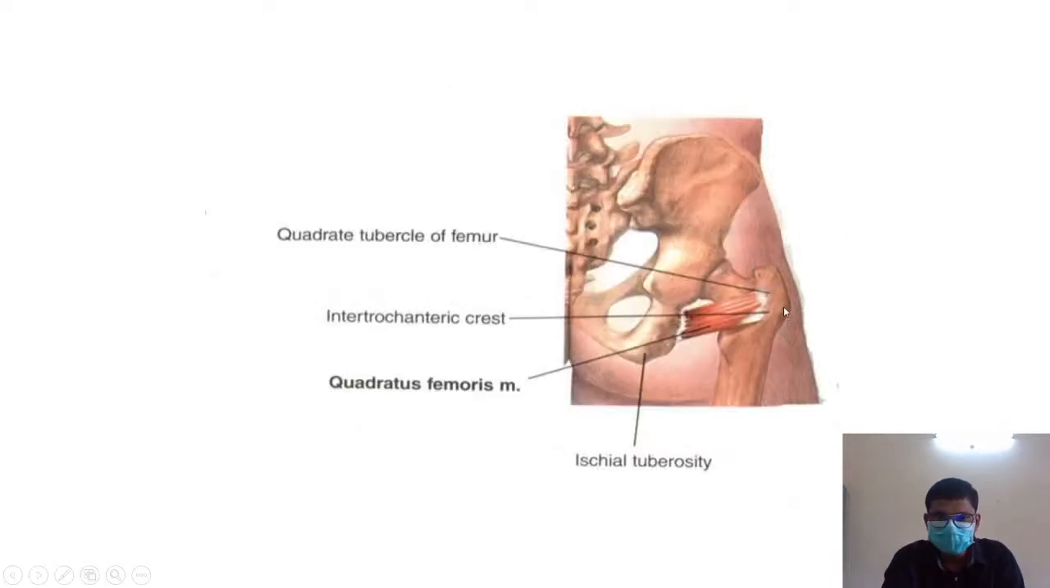This is the nerve to quadratus femoris. This is the origin of the quadratus femoris from the ischial tuberosity, and it travels laterally and then gets inserted over the quadrate tubercle of the femur.